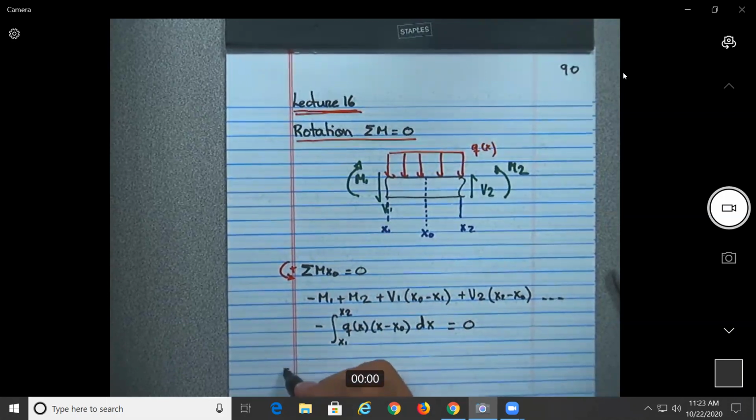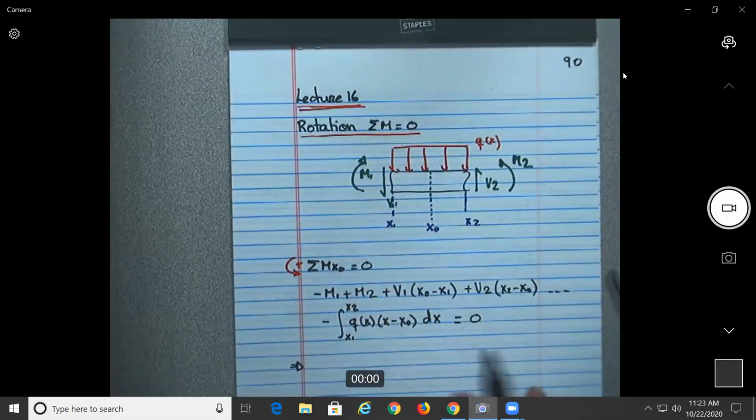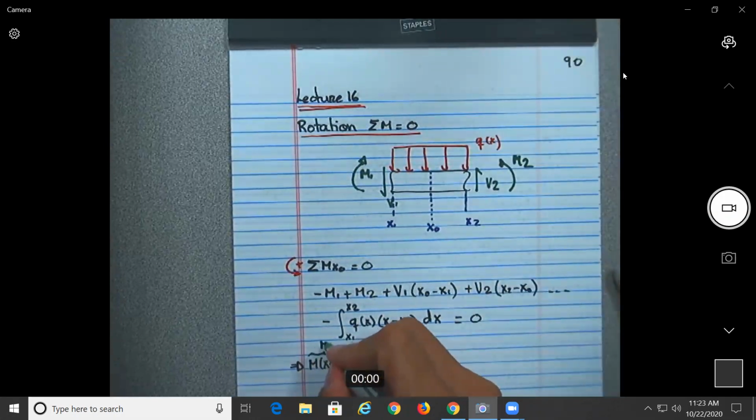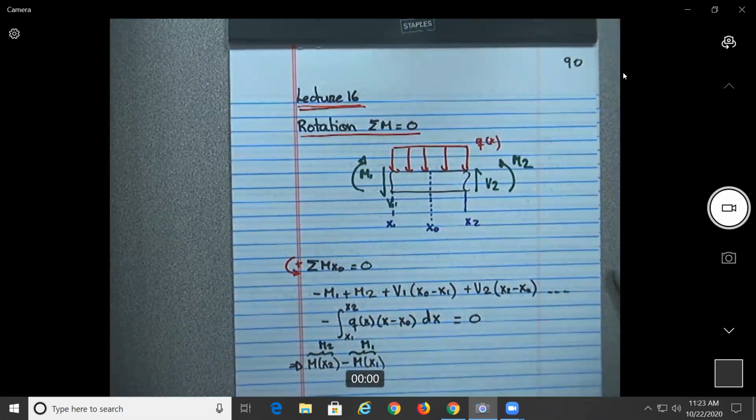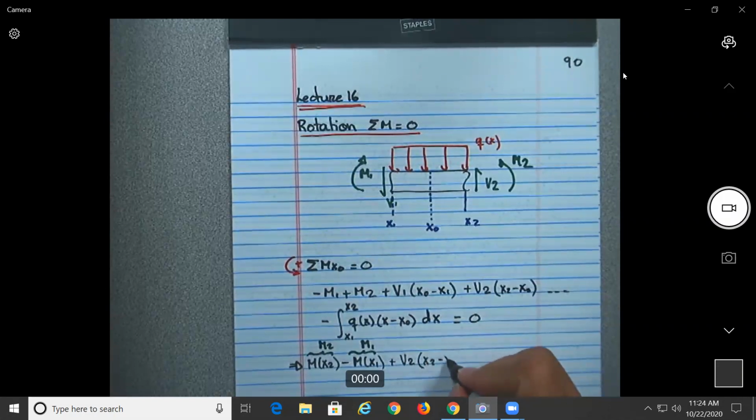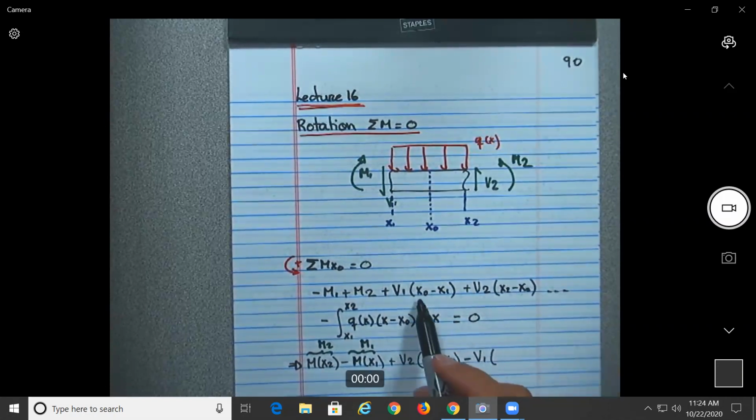Okay, same as before. I'm going to rewrite this moment a little bit differently. It's going to be the same thing, but instead of writing M2, I'm going to say this is the moment at point 2, at x2. And this would be the moment at x1. So really, this is M2 and M1 plus V2 times x2 minus x0. Now be careful here because I'm going to reverse the sign for V1. So V1, instead of having x0 minus x1, I'm going to have x1 minus x0. Okay? That's why I'm reversing the sign.